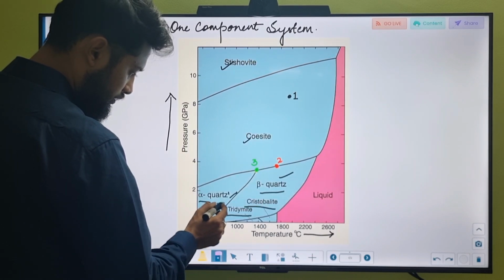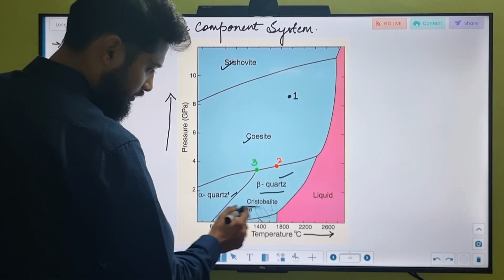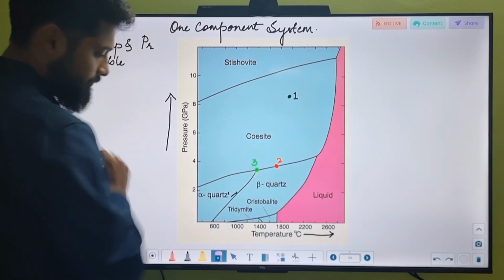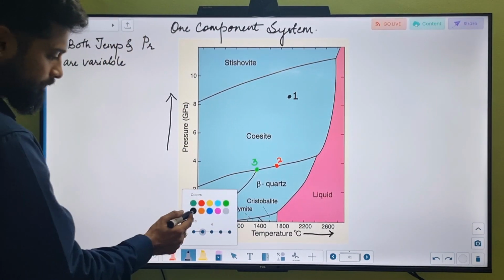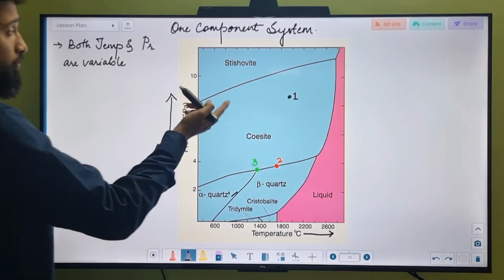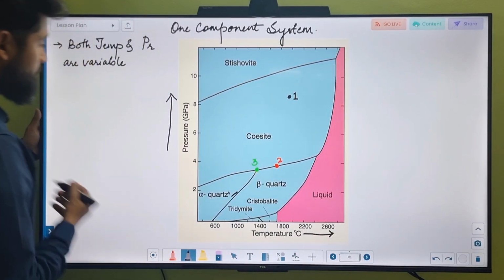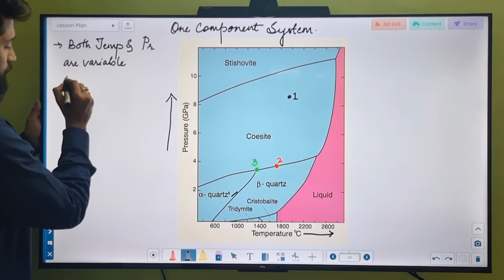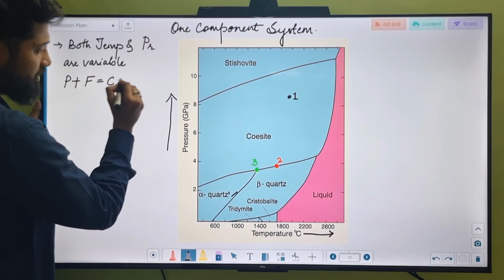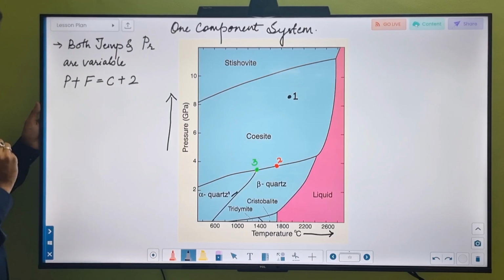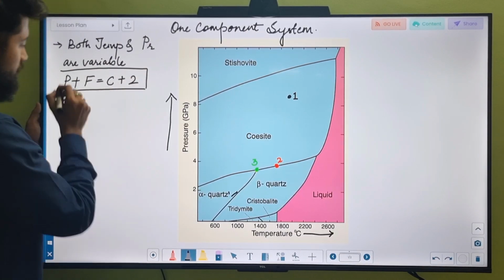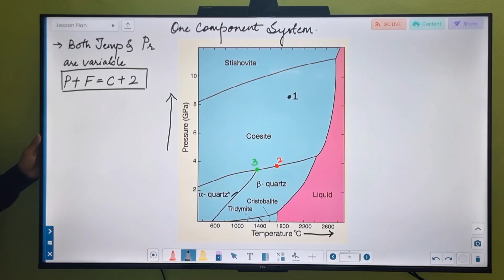Okay, so here we'll try to calculate the degree of freedom at a few points. First we have taken point 1. Here the pressure and temperature are variable. To calculate the degree of freedom, we'll use P plus F is equal to C plus 2. Yes, this is the formula we'll use.